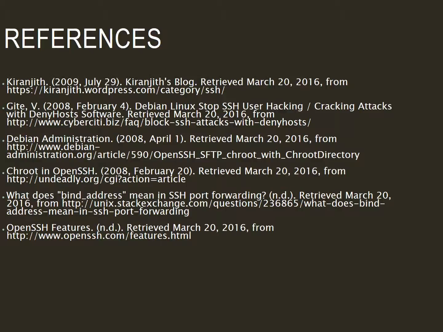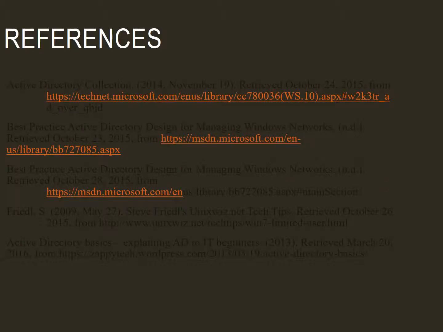Here's a list of references that I've used. This first page of references is specifically for OpenSSH. A lot of good sources to talk about how to prevent secure shell from being hacked and use it. And then my next page is specifically for Active Directory. There's some good pages for the basics if you're a beginner, how to design and manage your Windows networks, and some best practices. And that's it.